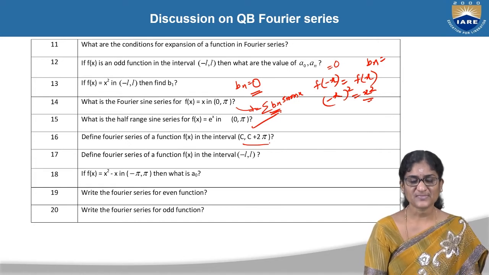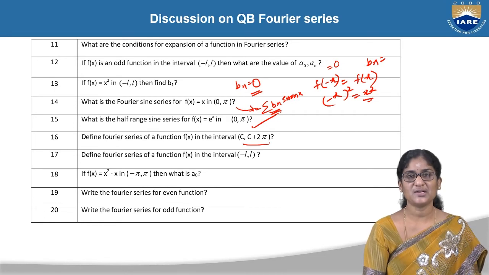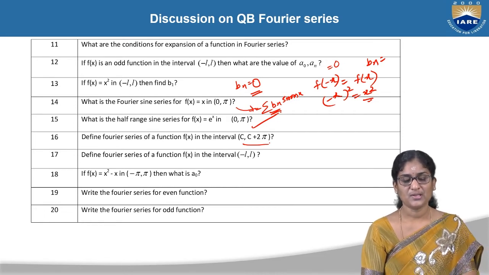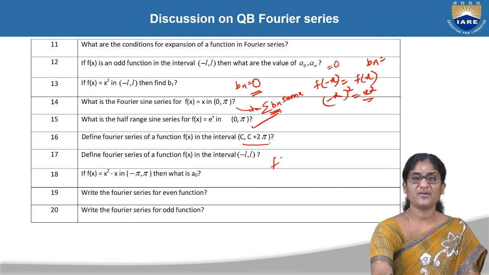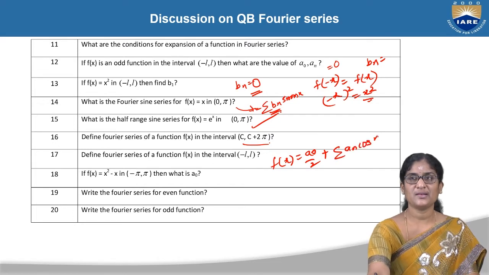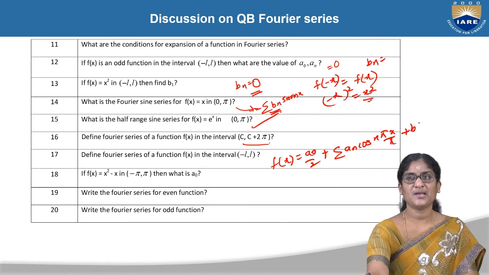Next, define the Fourier series of the function f of x in the interval minus L to L. How to give the Fourier series expansion here? F of x is equal to a naught by 2 plus summation an cos n pi x by L plus bn sin n pi x by L.